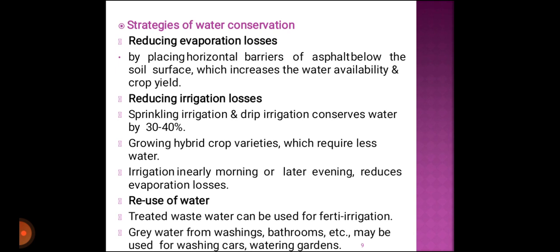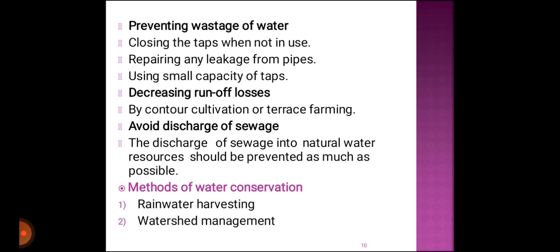Then preventing wastage of water. Close the taps when they are not in use. Then repair any leakage of the pipes and use small capacity taps. Then decrease runoff losses by contour cultivation or terrace farming. Then avoid discharge of sewage. The discharge of sewage into natural water resources should be prevented as much as possible. Each and every individual should be aware about water conservation. All people should have knowledge about water conservation, so that only then can we conserve the water.